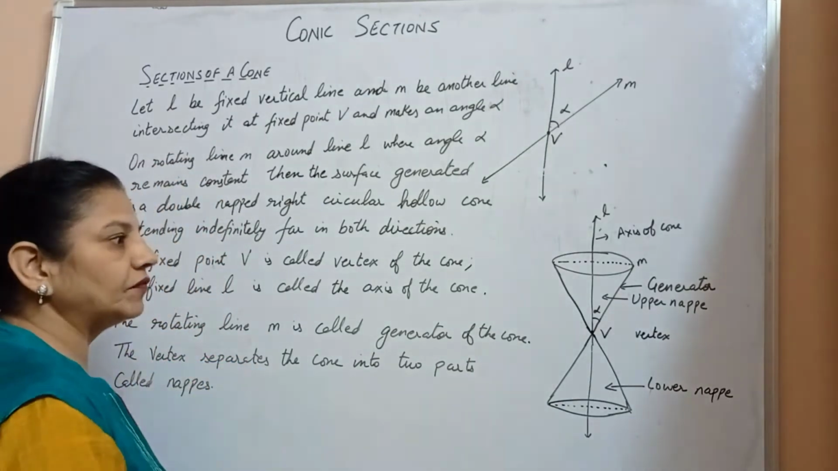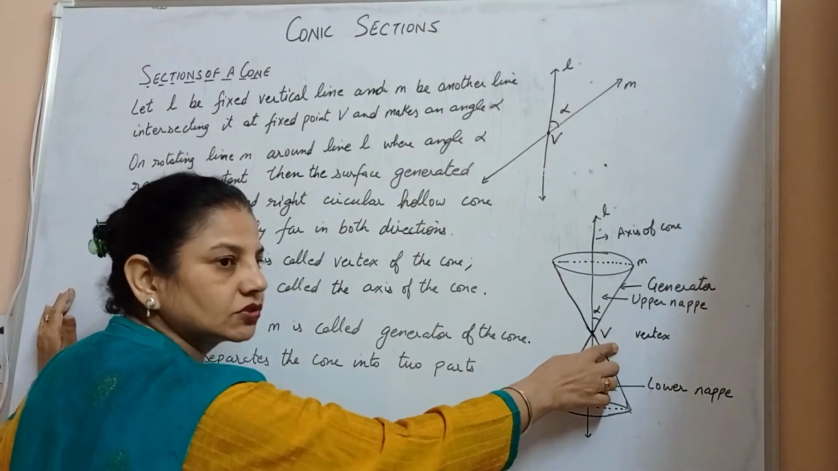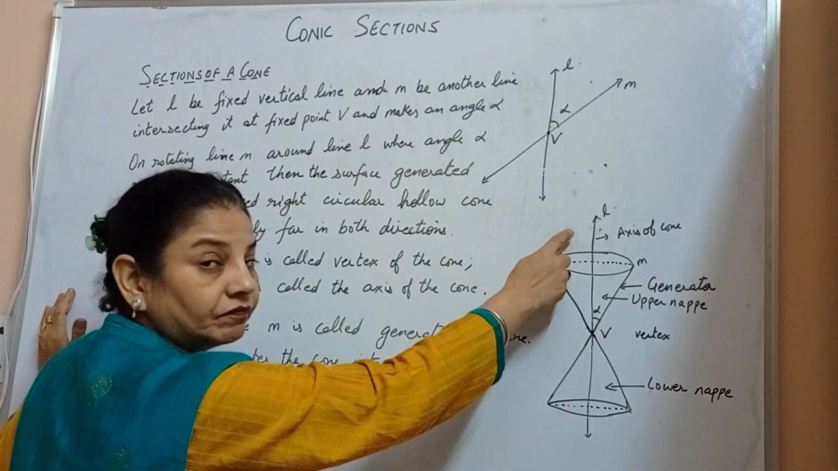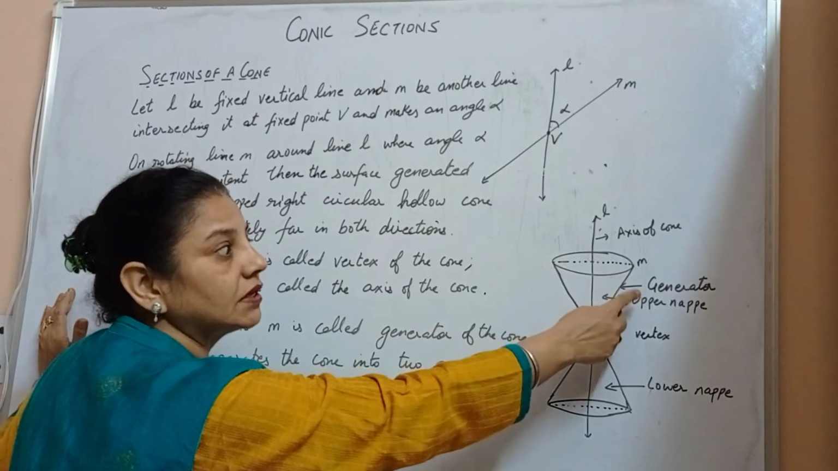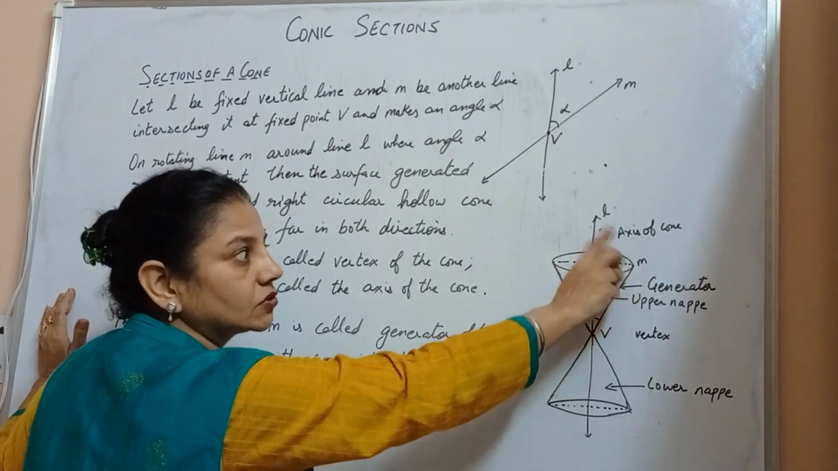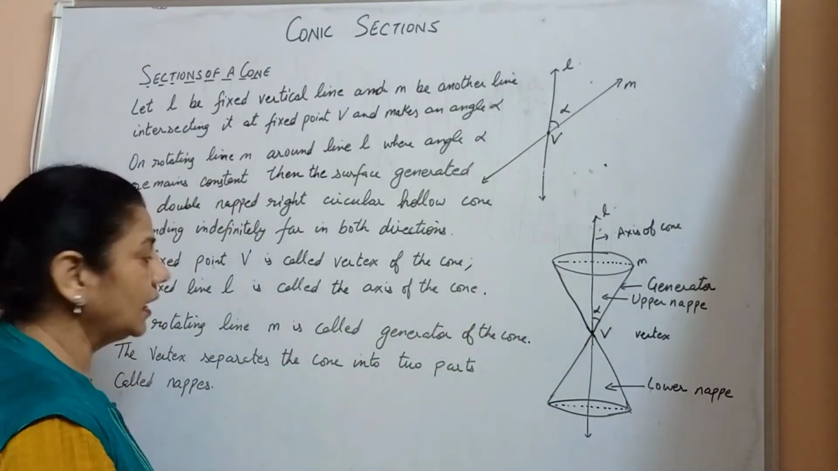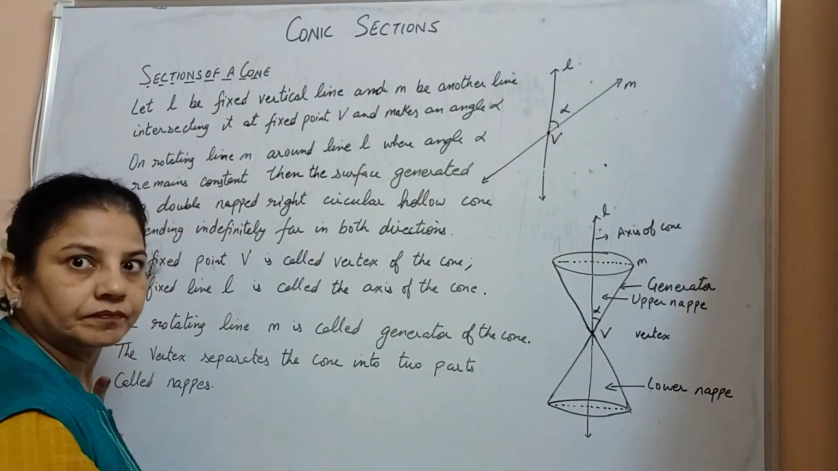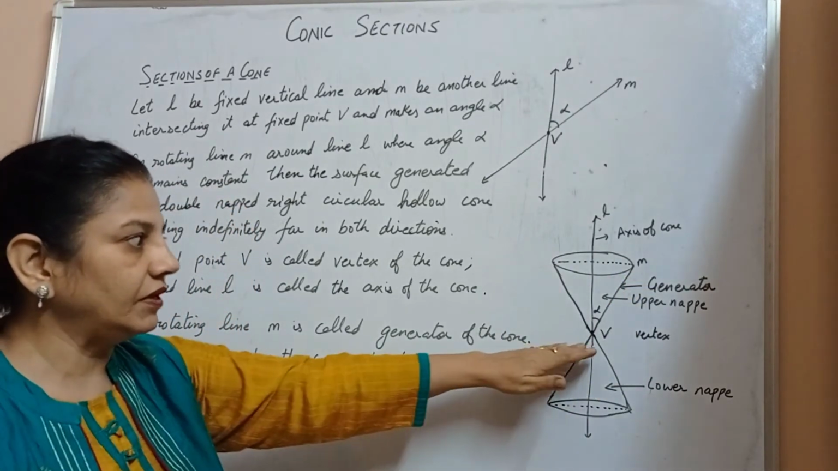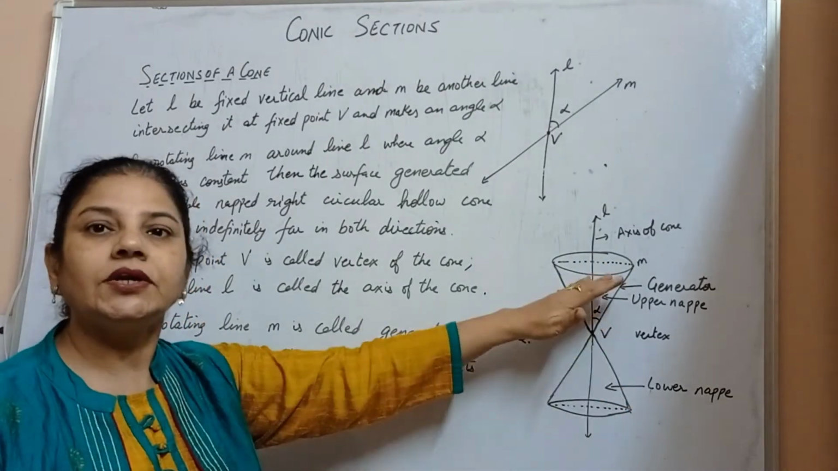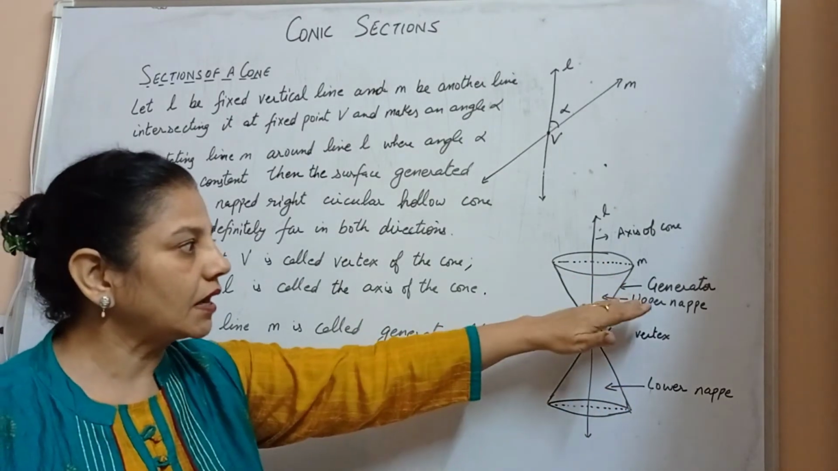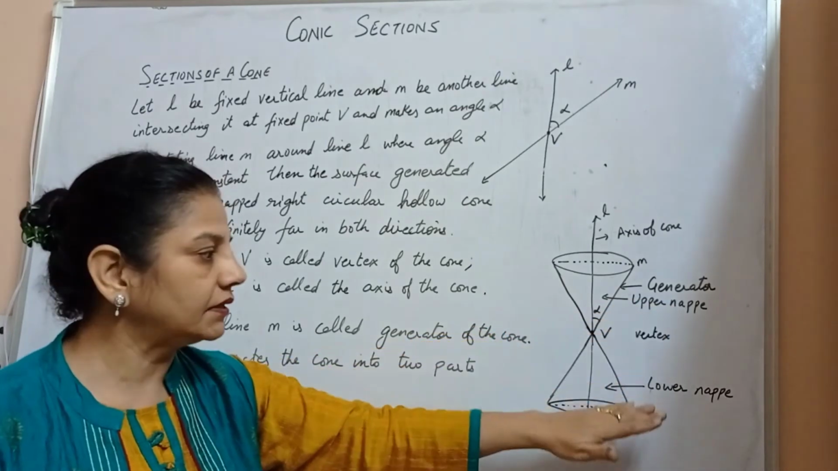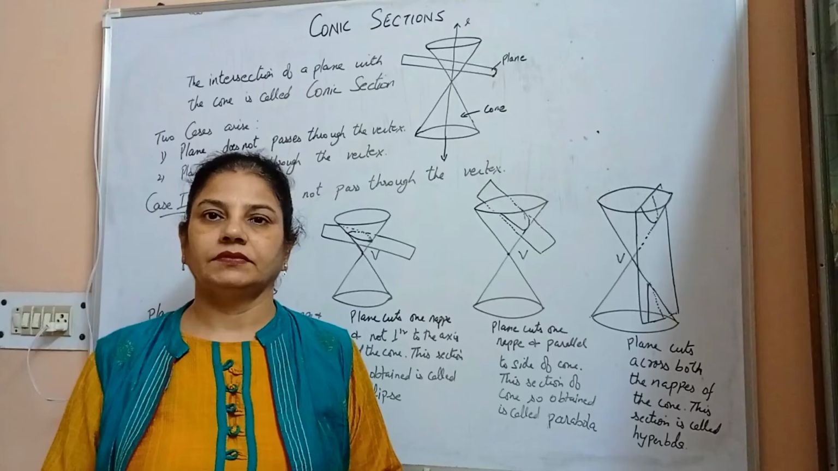Then we say that the fixed point V is called the vertex of the cone, and the fixed vertical line L along which the line M is rotating is called the axis of the cone, and the rotating line M is called the generator of the cone. This vertex V divides the cone into two parts. The upper part is called the upper nappe and the lower part is called the lower nappe.